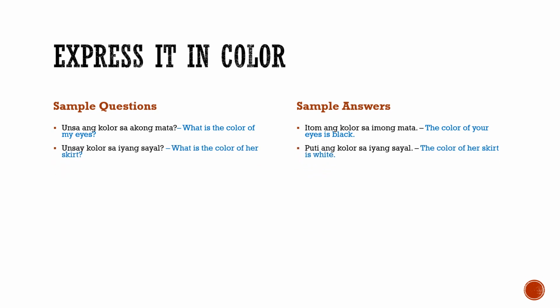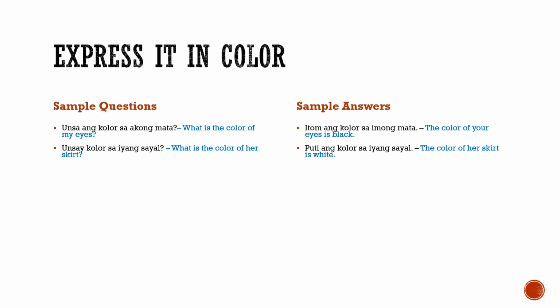Next we have: unsay color sa iyang sayal. Unsa again is what, and we have the 'y', a helping verb or connector so it doesn't sound broken. So unsay color, what is the color. Sa, of. Sayal is skirt. Iya is a possessive pronoun, her, so here we just assume it's female. But you could also say his, because iya is not specific as to gender. So: what is the color of her skirt? Or what is the color of his skirt?